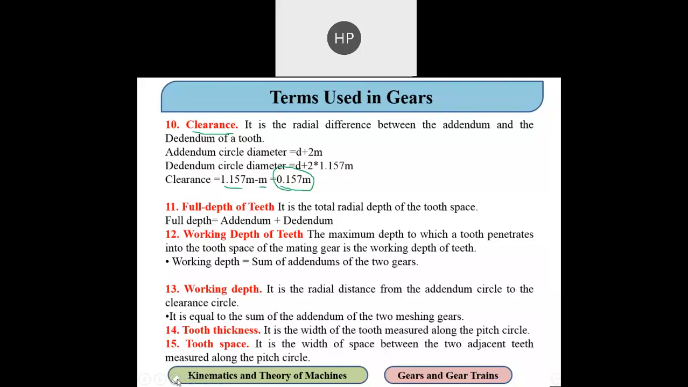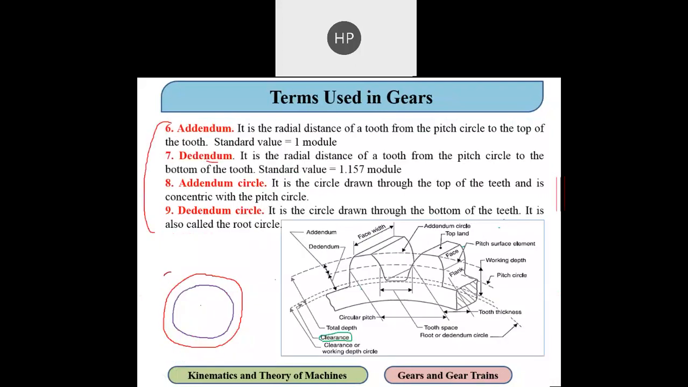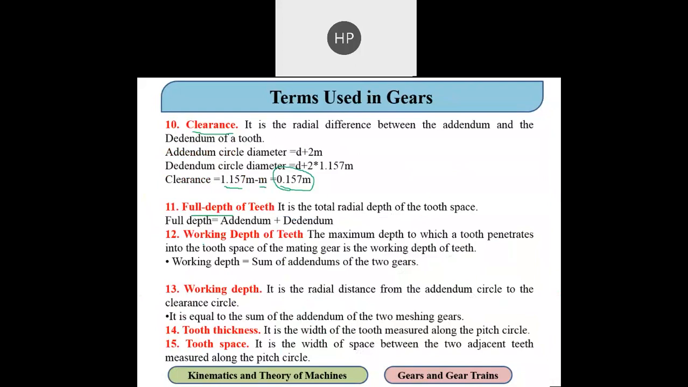Then, full depth of cut. Full depth of cut means the total radial depth of the tooth space, and this one is the full depth of cut. This one, full or total. And the working depth of cut is the maximum depth to which a tooth penetrates into the tooth space of the mating gear, and it is known as the working depth. So total or full depth and working depth are different.